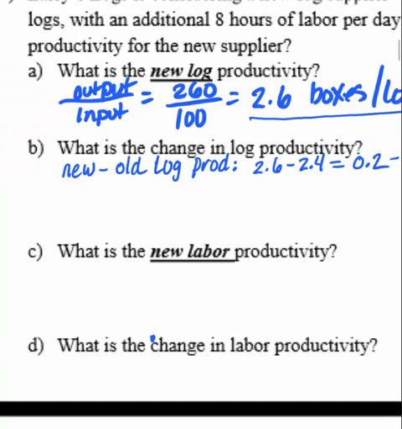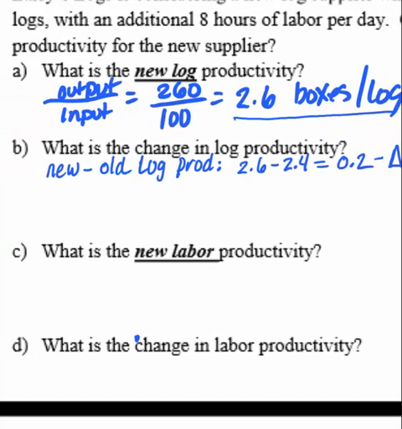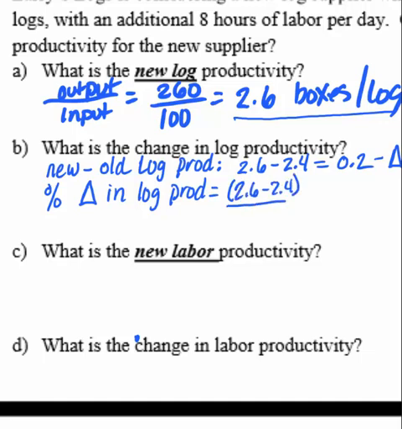Now, if we also want to compute the percent change in log productivity, we would do that at this time. This would be the percent change in log productivity, which is going to be the new minus old, so 2.6 minus 2.4, divided by the old, which is 2.4. We divide that, and we're going to get 0.80.